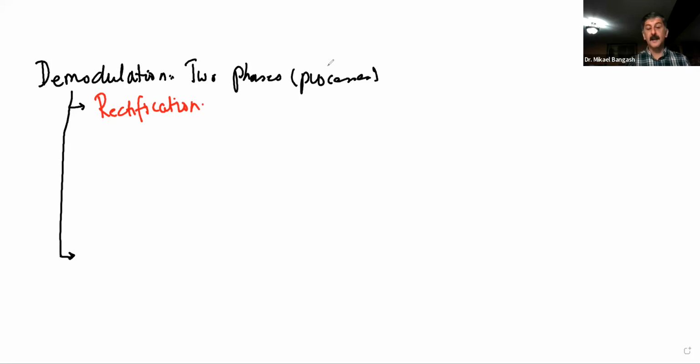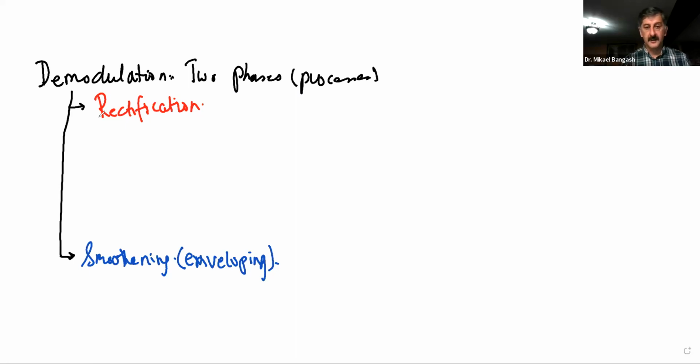The second process of demodulation is what we call smoothing. Now, smoothing may also be known as enveloping. So these are the two processes of demodulation. Rectification is the first process.